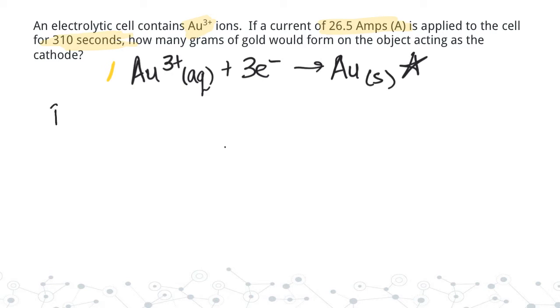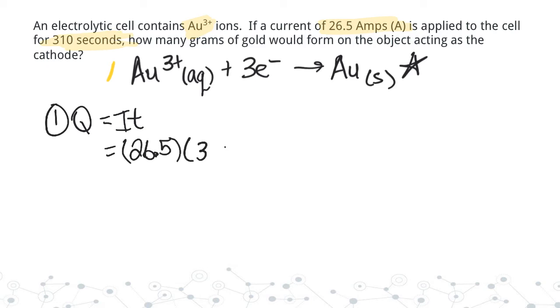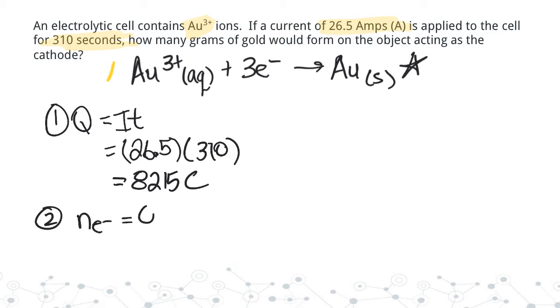Okay, step 1. We're going to figure out the charge. So we're going to do Q is equal to the current times the time. Taking the values we've got from the question, we've got 26.5 amps and we've got 310 seconds. So that is going to give us a charge of 8,215 coulombs.